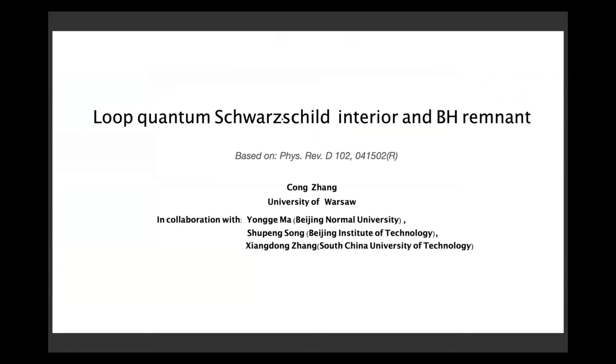Okay, so first, I thank the organizers so that I can be here to share my work. This is work in collaboration with Yongge Ma, Shu Pengsong, and Xiangdong Zhang. The title of this work is Loop Quantum Schwarzschild Interior and Black Hole Remnant.